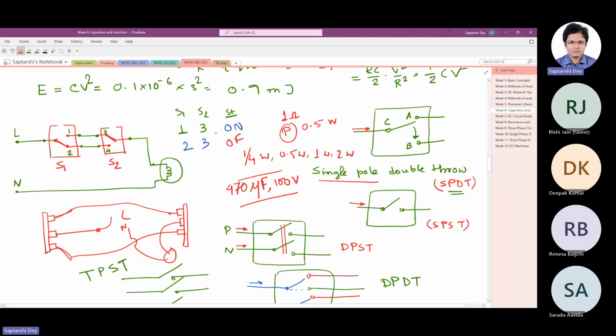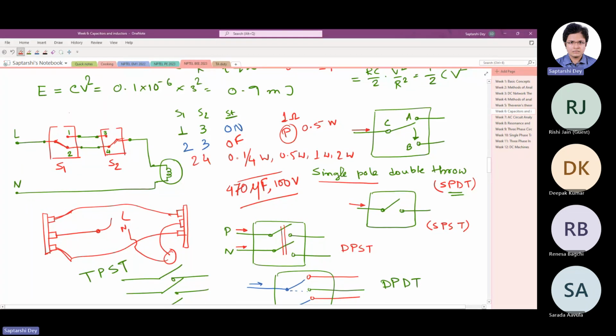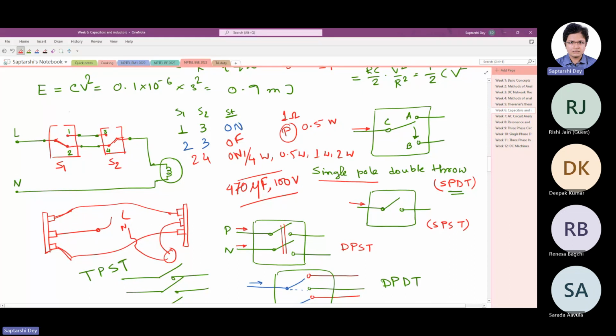Now again, from any position you can turn it on. Say from S2 you can turn it on. Simply change the position of the switch. So it is 2 and 4. Again the light is on. So you have independent control. You can turn on the light and turn off the light from any place.